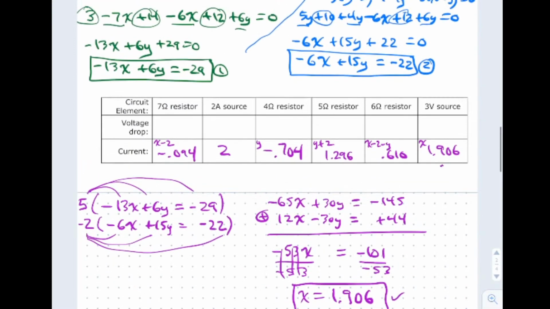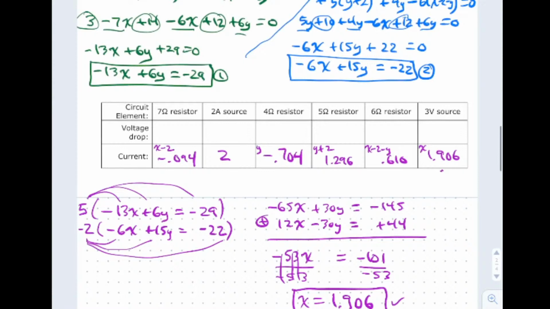Cool. You want to get some voltages going? Well, the 3 volt source is 3 volts. I got that one. Here I'd have to multiply for a resistor. Again, you go this times this. 6 times the 0.610 is 3.66 volts here. 5 times the 1.296, we got 6.48 volts here. 4 times the negative 0.704, we got a negative 2.816 volts here.